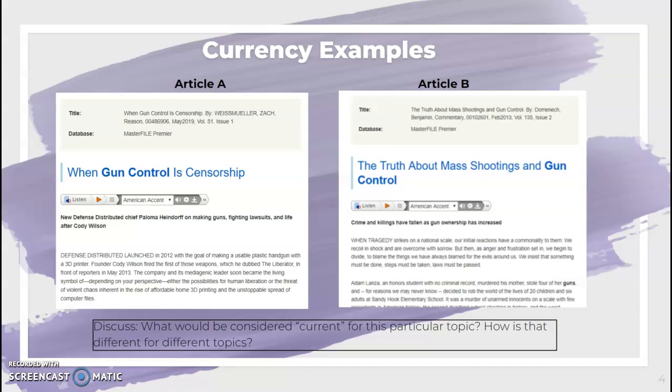And I would argue that a lot has happened since 2013. And in this case, Article B would not be current enough to be credible. I'm not even sure that Article A would be current enough these days. I think a lot has happened even since 2019.